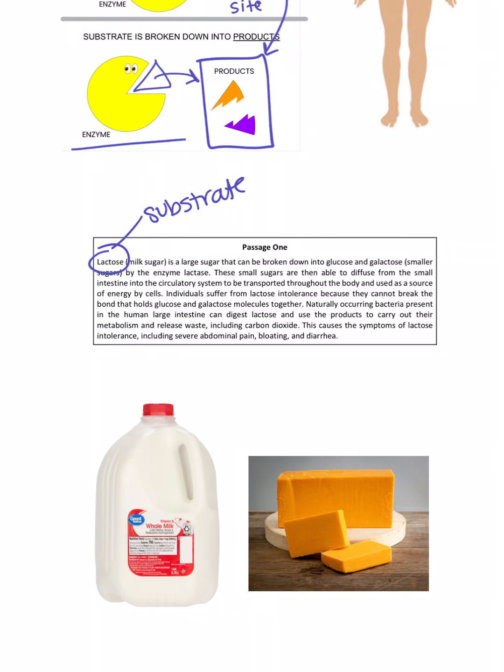Starting off with passage 1, it says: lactose, or milk sugar, is a large sugar that can be broken down into glucose and galactose, smaller sugars, by the enzyme lactase. That's what we're going to be focusing on. These small sugars are then able to diffuse from the small intestine into the circulatory system to be transported throughout the body and used as a source of energy by cells.